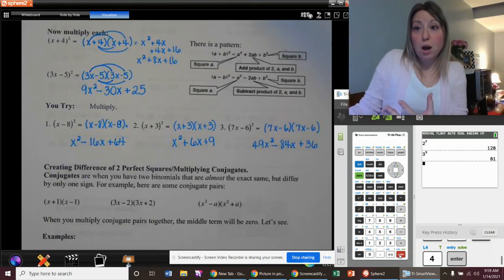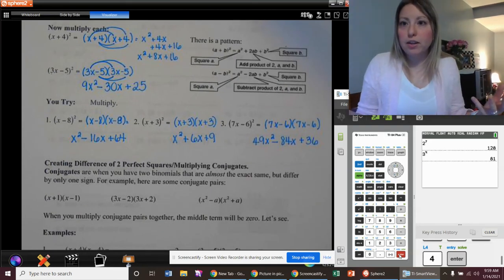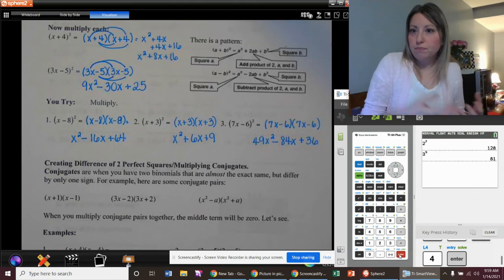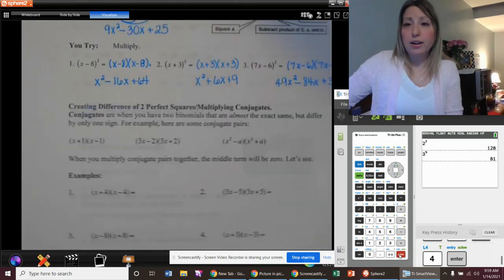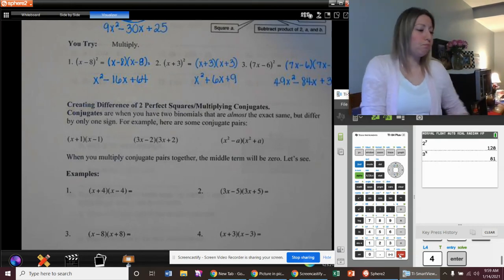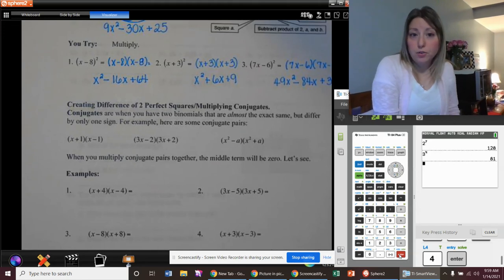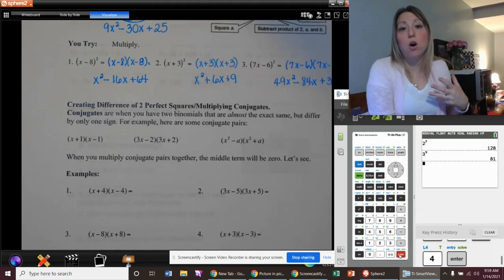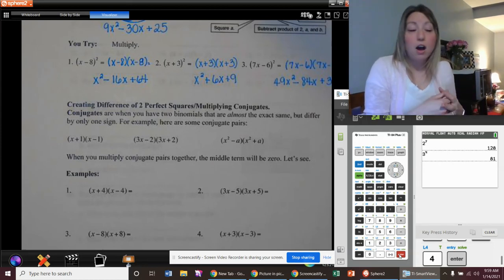I'm just trying to point out patterns to you, okay? Give you more practice with foiling and point out patterns. Those patterns are going to be important in chapter 7. So I'm trying to get you looking at those early, creating a difference of two perfect squares or multiplying conjugates together. You can think of it as either way.